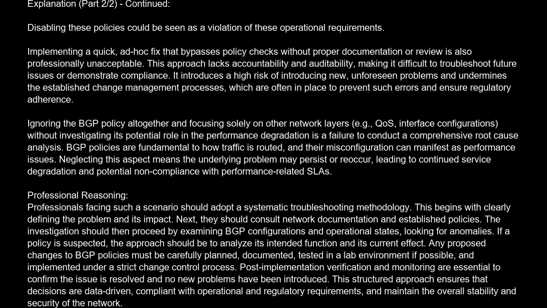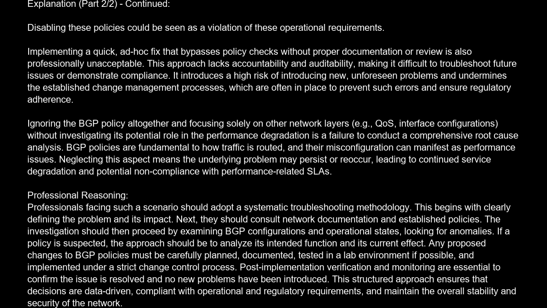Ignoring the BGP policy altogether and focusing solely on other network layers, e.g., QoS, interface configurations, without investigating its potential role in the performance degradation, is a failure to conduct a comprehensive root cause analysis. BGP policies are fundamental to how traffic is routed, and their misconfiguration can manifest as performance issues. Neglecting this aspect means the underlying problem may persist or reoccur, leading to continued service degradation and potential noncompliance with performance-related SLAs.